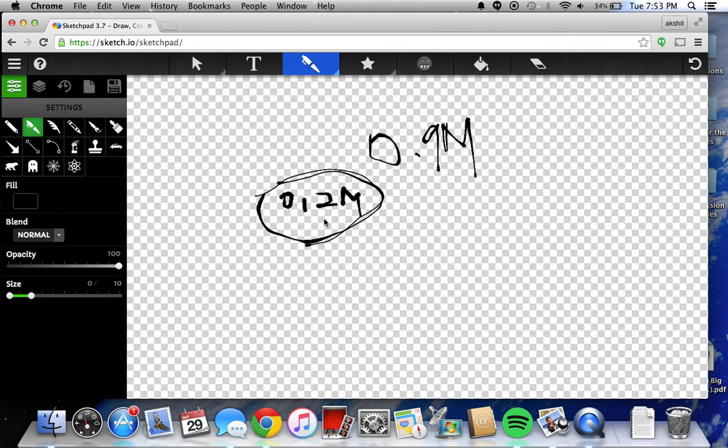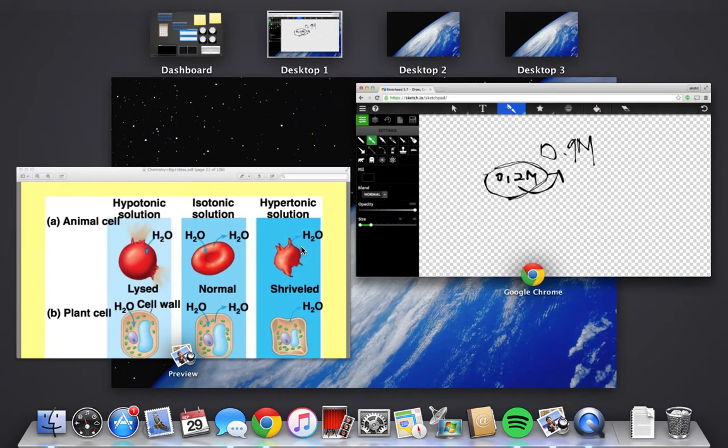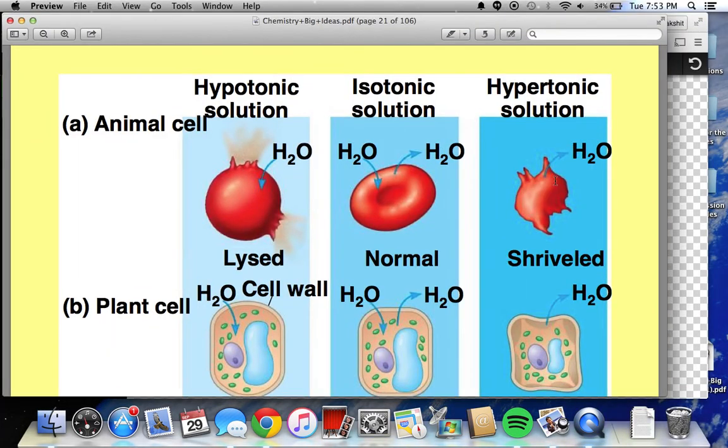The water will flow from inside the cell outside so it can balance out the concentrations, because there's more water inside the cell than outside. So it goes from low to high solute, or low to high concentration. And because of that, the cell shrivels up and it's a sad little piece of poop.